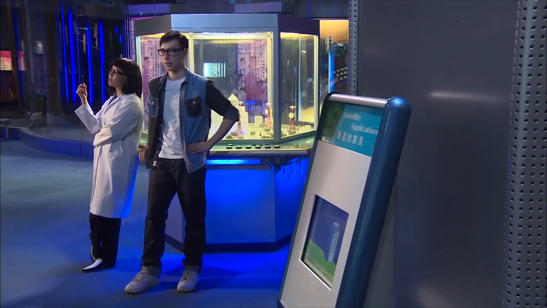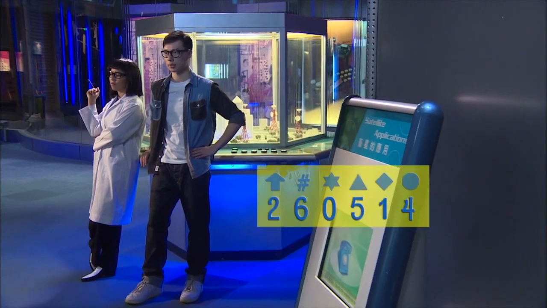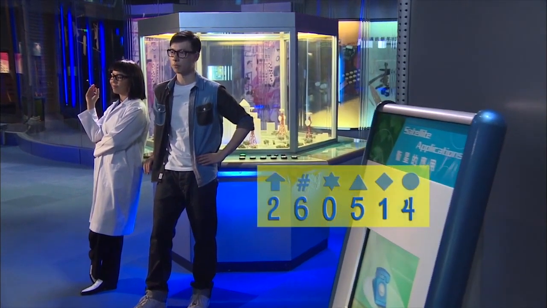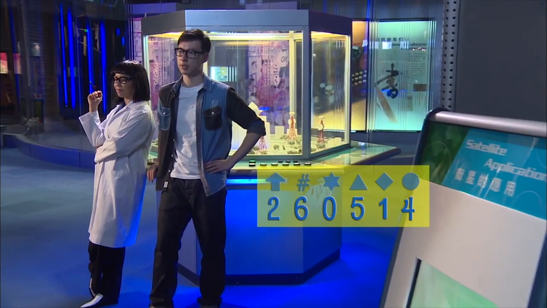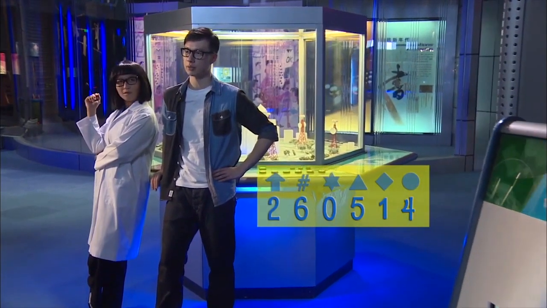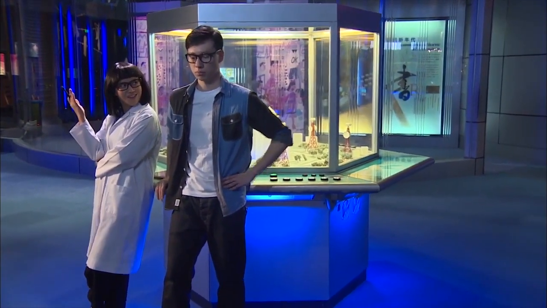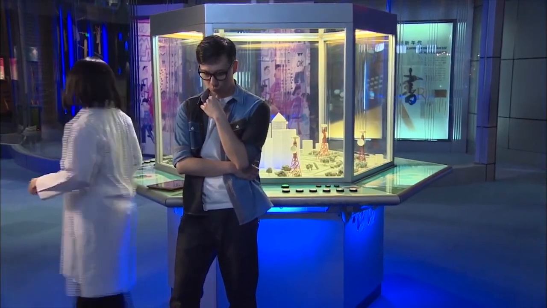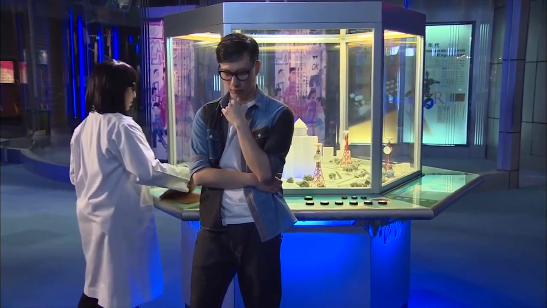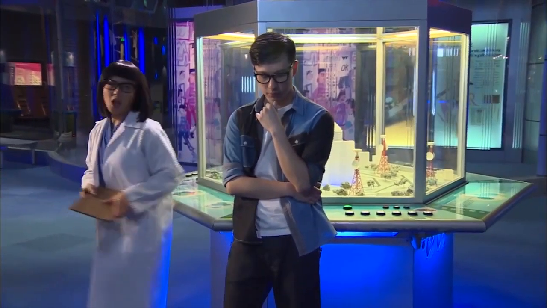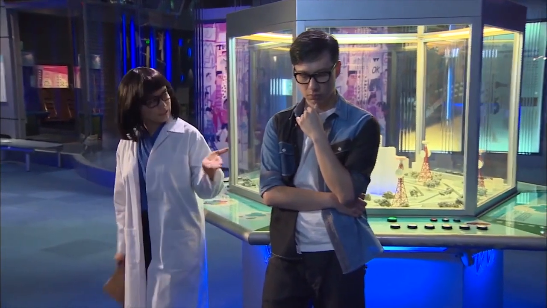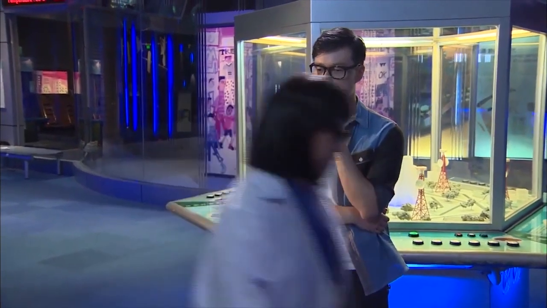Matching the symbols with numbers, the code is 260514. But what does 260514 represent? The answer is quite obvious. 260514. When was the dog stolen? 26th of May 2014. Yeah, 260514 represents the date of the crime.